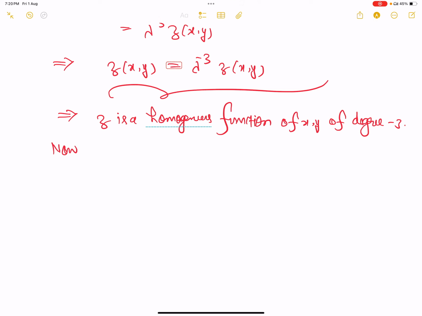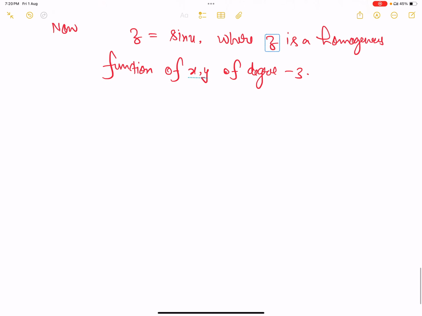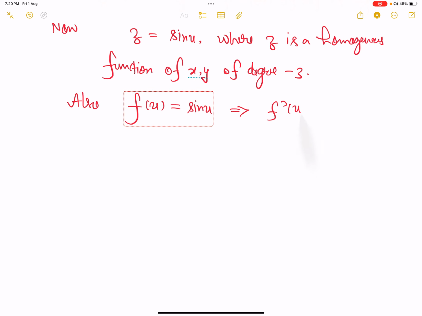Now z is equal to sine u, where z is a homogeneous function of degree minus 3. So also f u is equal to sine u here. So this implies f dash u will be cos u.